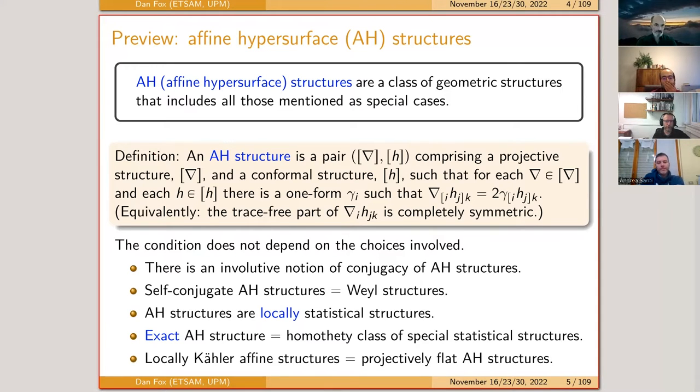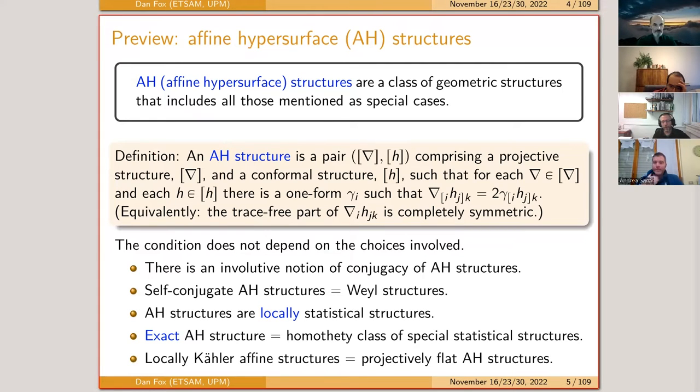And another way of thinking about these structures is they're just locally statistical structures. And I'll make that precise in the second talk. In the case that there's a representative metric for which this associated one form gamma is zero, then it defines with the associated connection a statistical structure. And so somehow you can think of these, and that's what I call the exact case, as a generalization of a homotopy class of special statistical structures.